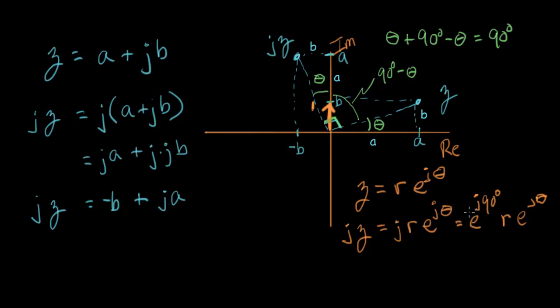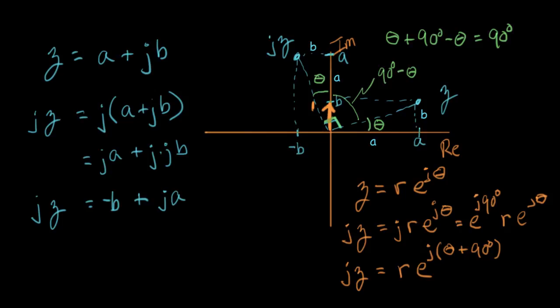And now the last step is we just combine these two exponents together, and we get jz equals r times e to the j theta plus 90 degrees. So in exponential notation, we get this vector here. We go an additional 90-degree rotation, and we go out the same distance that we had originally, r.